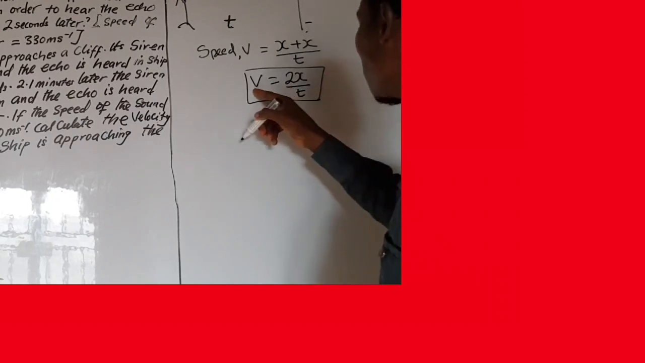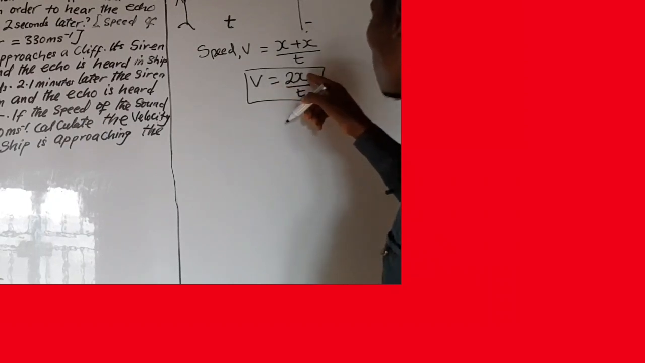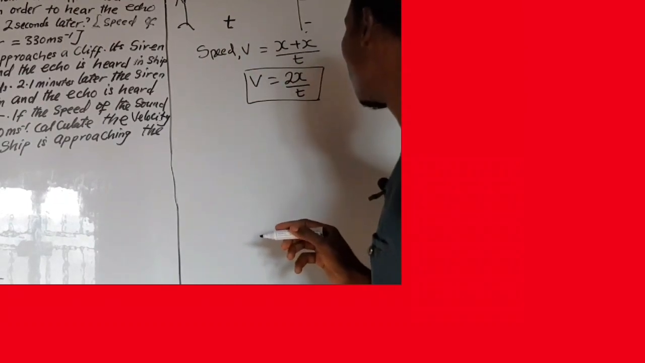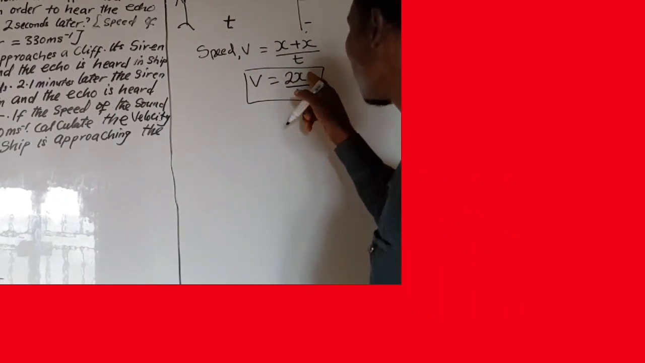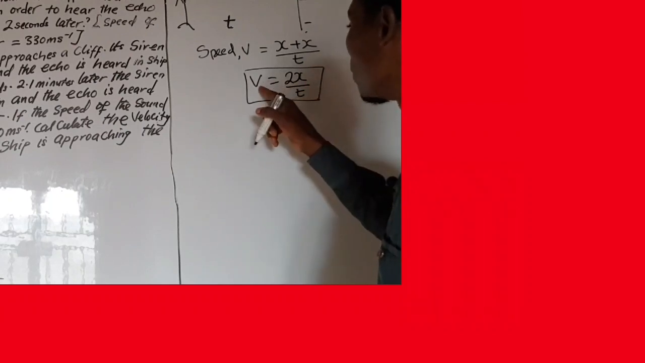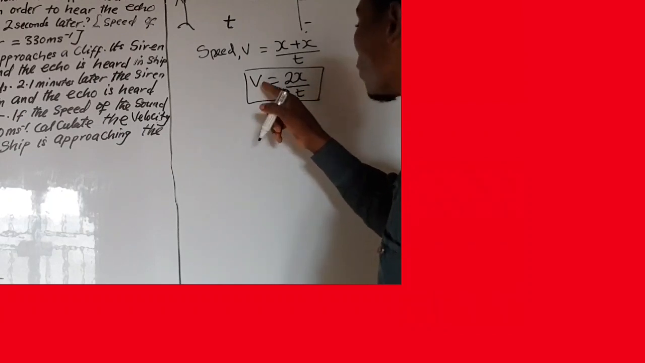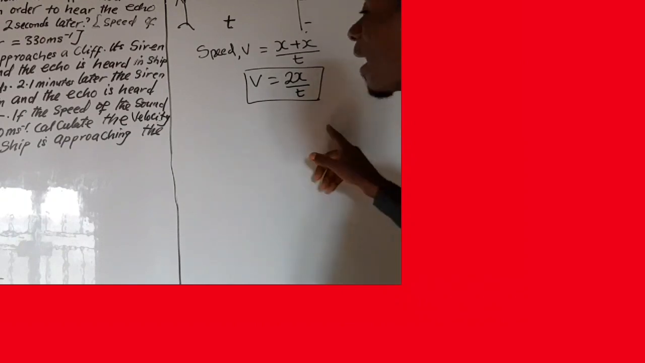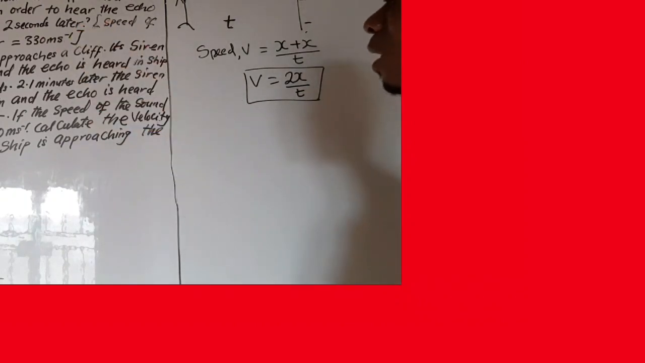So this is the relationship between the speed, the distance, and the time. If you have the speed and you have the time, you can calculate the distance the voice has covered before the man hears the voice. And if you have the distance and you have the time, you'll be able to calculate the speed. So this is the relationship between speed, distance, and time. So let us move into our question.